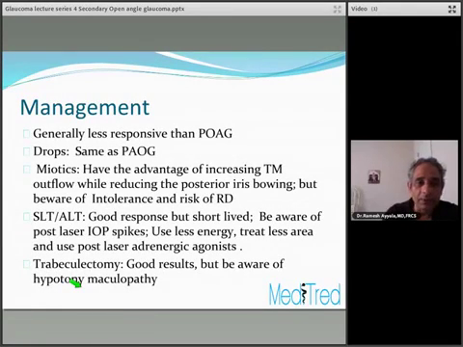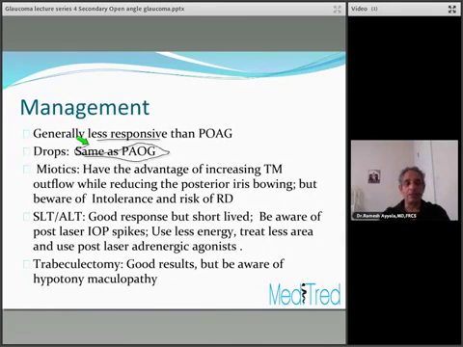In comparison to primary open-angle glaucoma, they're less responsive, just like pseudoexfoliative glaucoma. Initial treatment would be glaucoma medications, drops, similar to primary open-angle glaucoma. So you can start the patients on prostaglandin analogs or a beta blocker. Miotics have the advantage of increasing the trabecular meshwork outflow while reducing the posterior iris bowing. But be aware of intolerance and risk of retinal detachment.